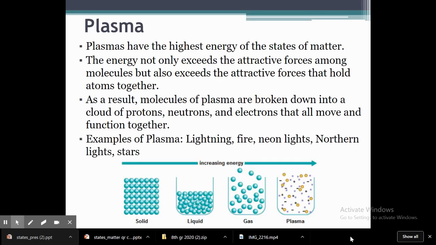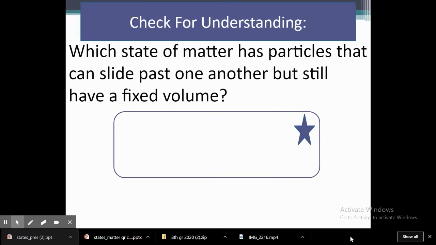We cannot forget about plasma. The fourth state of matter is plasma. It has the highest energy of all the states of matter. The energy not only exceeds the attractive forces among molecules, but also exceeds the attractive forces that hold atoms together. As a result, molecules of plasma are broken down into a cloud of protons, neutrons, and electrons that all move and function together. Don't worry, we'll learn about those. Examples of plasma are lightning, fire, neon lights, northern lights, and stars.